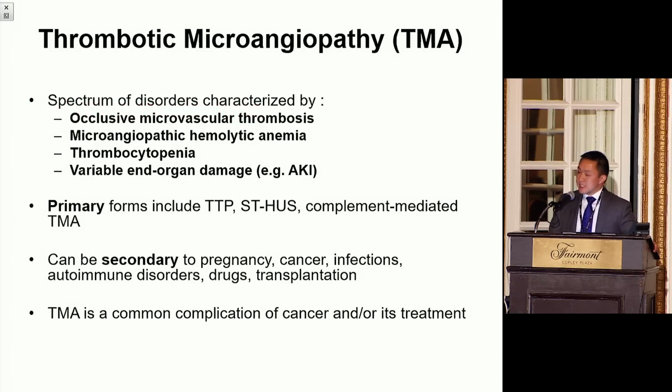So let's talk a little bit about TMA in cancer patients. Remember that TMA is a spectrum of disorders that's characterized by occlusive microvascular thrombosis, microangiopathic hemolytic anemia, thrombocytopenia, and variable extents of end organ damage, but AKI is a common manifestation. TMA can come in primary forms such as TTP, Shiga toxin HUS, hemolytic uremic syndrome, and complement-mediated TMA, but can also be secondary to different disorders such as cancer, infections, autoimmune disorders, drugs, transplantation, as well as pregnancy.